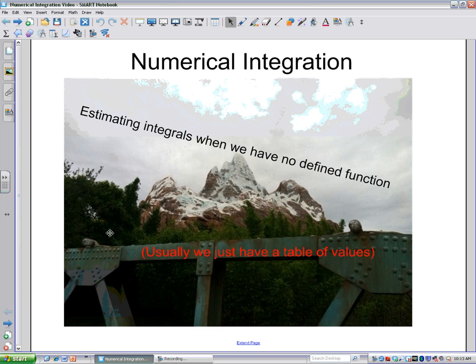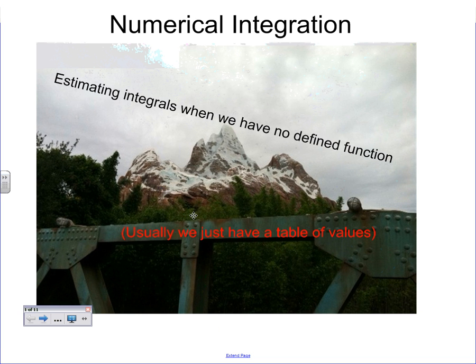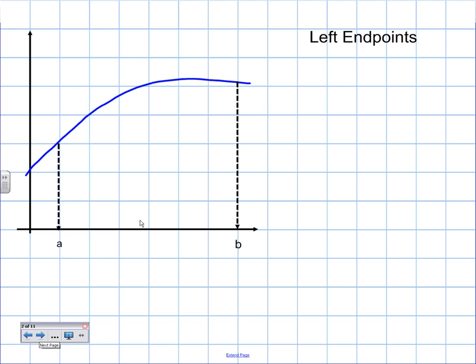Hey, welcome. So today's topic is, you can read it, numerical integration. What we're going to try to do is estimate an integral when we don't have a defined function. We might just have a table of values, or usually we'll have a table of values to work with. And it builds on the concept of what are called Riemann sums.